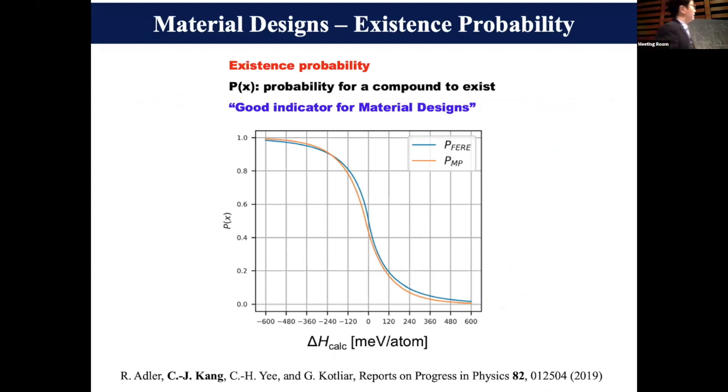We obtained the existence probability for two different empirical corrections, Barrett and the Materials Project, as a function of the computed formation energy. The two schemes give almost similar behavior. Again, the existence probability is the probability for a compound to exist. For example, if you propose a new material and want to know whether the compound could be synthesized in experiment, the existence probability gives the information. Therefore, it is a good indicator for material design.